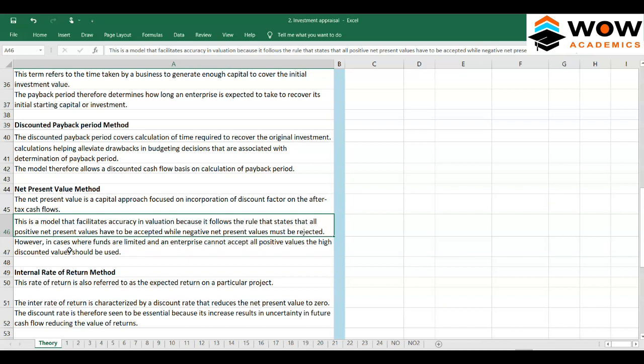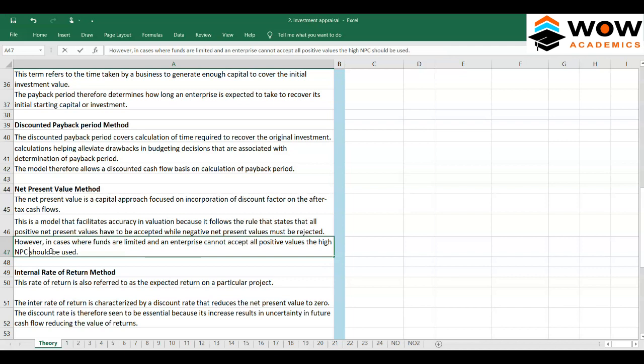However, in cases where funds are limited and an enterprise cannot accept all positive values, the project with the high discounted value, the high NPV, should be selected. So the concept is very simple. The higher the NPV, the better.